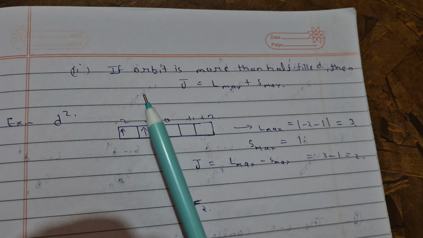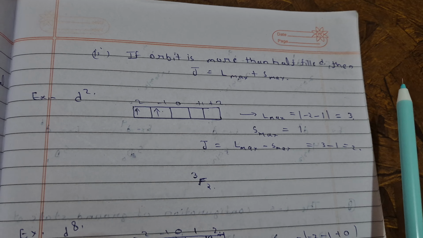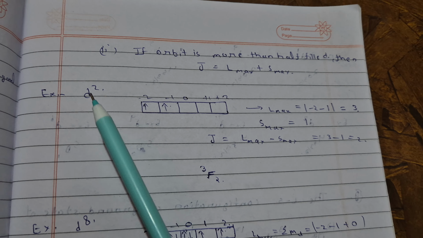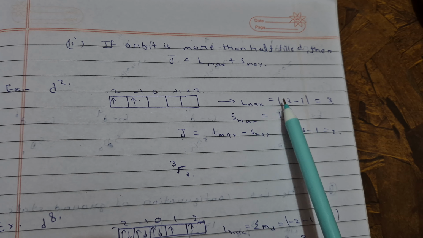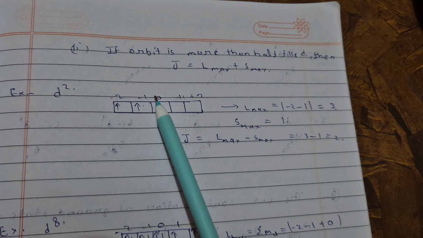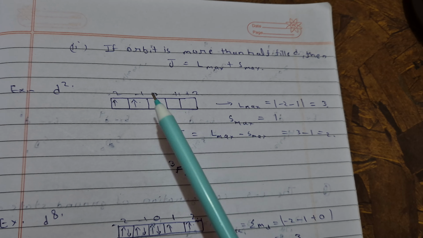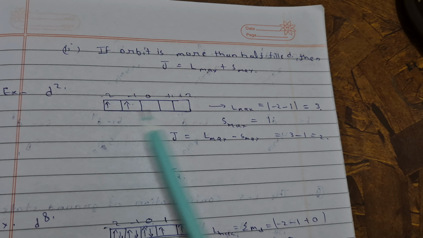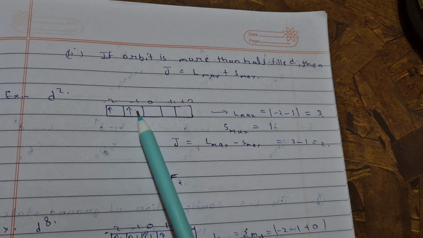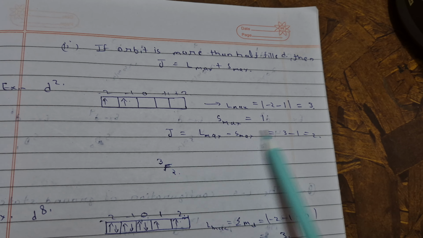So let's take some examples. If the orbit is more than half filled, then J will be L max plus S max. Take an example, and you will get it very easily. This is D2, so you will fill these two electrons like this. ML values are minus 2, minus 1, 0, plus 1, plus 2 for L equal to 2. For these two electrons you take the sum, that is 2 plus 1, which gives 3. For S, it is half for this and half for this, so the sum gives 1. So L max is 3, S max is 1, and this is less than half filled, so it will be L max minus S max, so J will be 2.